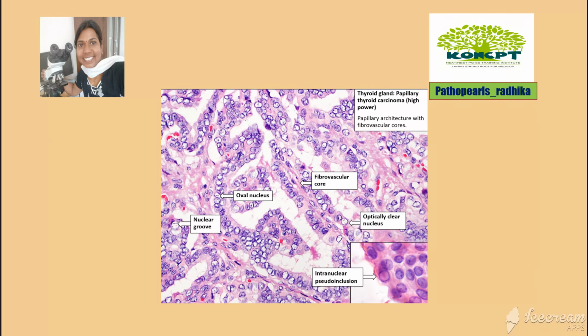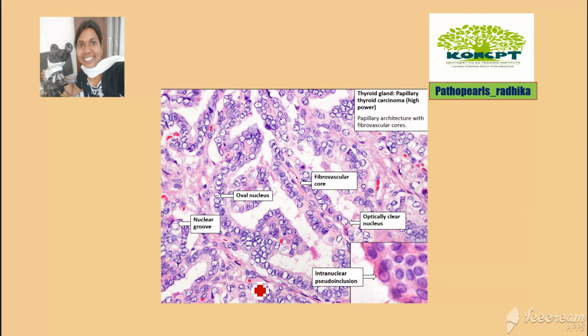So let's go. What do you mean by an Orphan Annie nuclei? It's a cartoon character wherein you have clear, optically clear nuclei. So when you look at these cells, you have a clear nuclei. Okay. So what do you mean by this? You can see some empty spaces here. When you are able to see through the nucleus, we call them vesicular. Okay. So what is this?